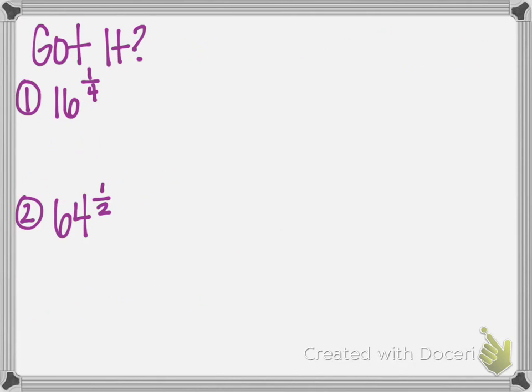All right, so got it, number 1 and 2. I'm going to kind of give you some hints real quick. 16 to the 1/4. You ask yourself the question, what can I multiply by itself 4 times and get 16? And number 2, 64 to the 1/2, you're asking yourself, what can I multiply by itself 2 times and get 64? All right, pause the video, find your answers, and then start it back up when you're finished.